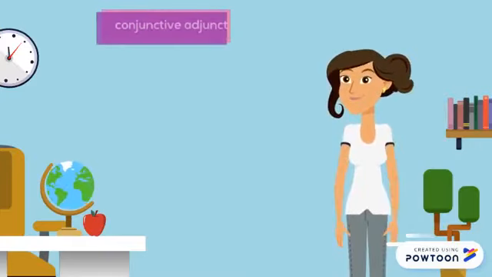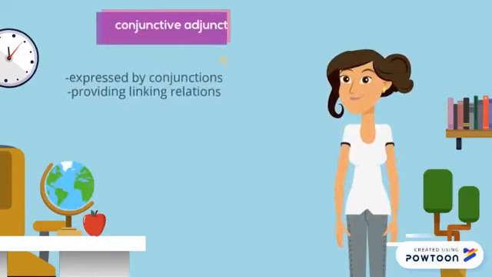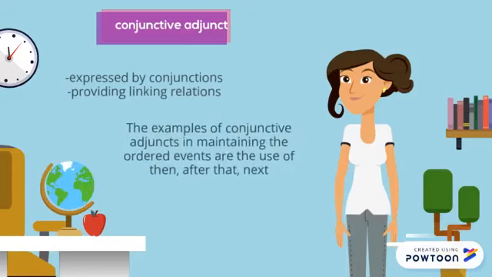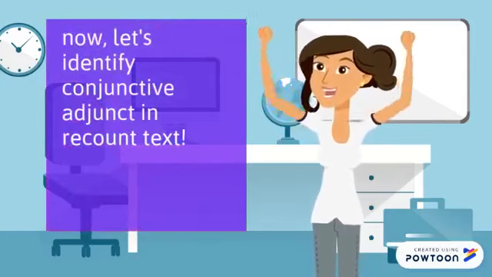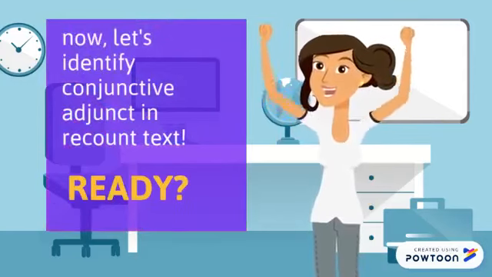So what is conjunctive adjunct? It is expressed by conjunctions, and it provides linking relations between one clause and another. So because, and, but, and examples of conjunctive adjuncts in maintaining the ordered events are the use of then, after that, next. Now let's identify conjunctive adjunct in recount text. Ready?